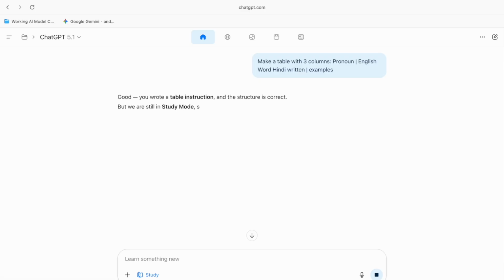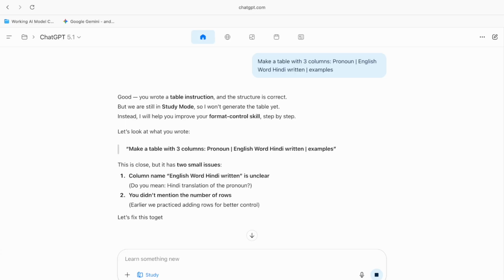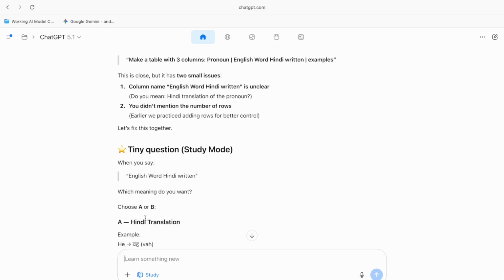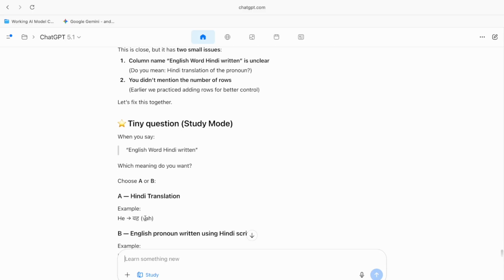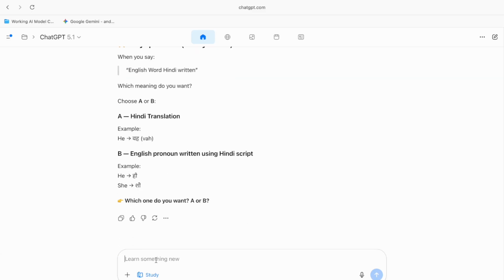Good, you wrote a table instruction in our structure, but we are still in study mode, so I will not build the table yet. Instead, I will help you improve your prompt skills step by step. Let's look at what you wrote: make a table with three columns: pronoun, English word, Hindi written, examples. These are close but have two small issues. The column name Hindi written is unclear. What do you mean, Hindi translation of the pronoun? You also don't mention the number of rows. In early practice, adding the row count gives better control. Tiny question: when you say Hindi written, which one do you want, the word I or be, he, she? Okay, B.